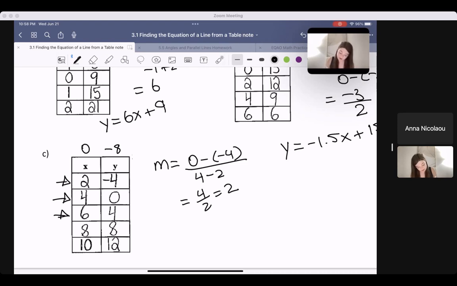So therefore, our b value would be -8, right? So keep that in mind that if it's not given to you, we can use the slope and kind of reverse engineer and figure it out.